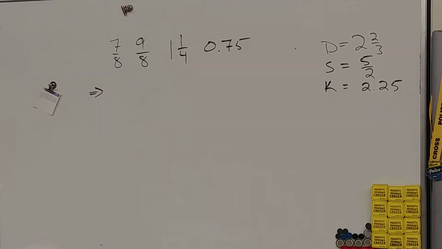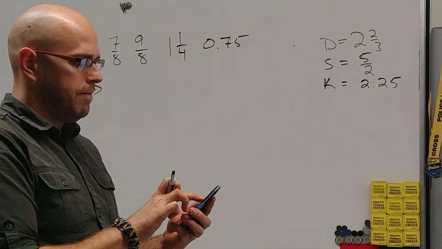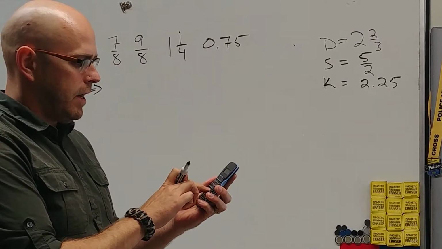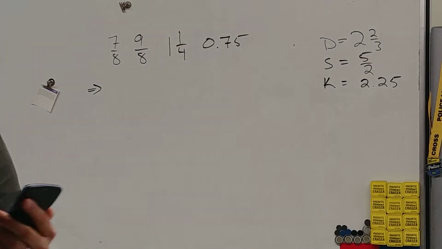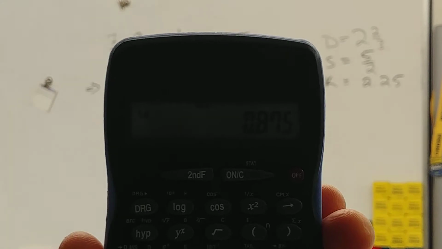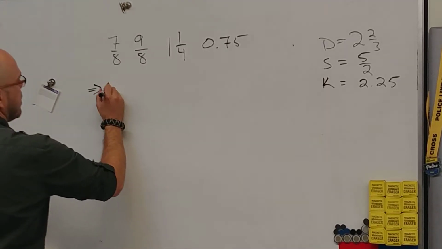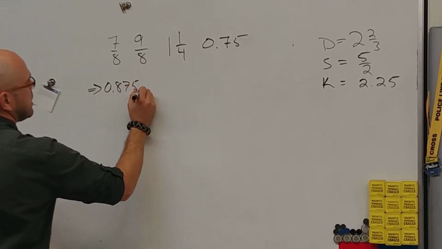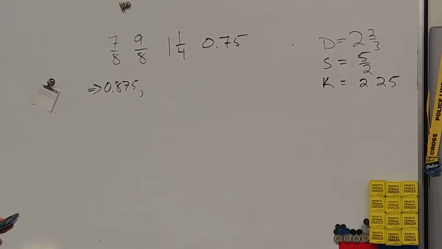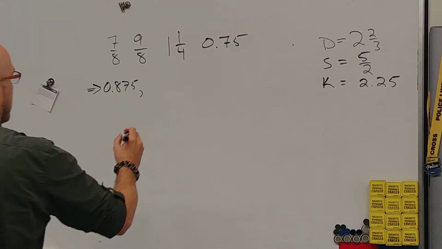There we go. And so I'm going to grab my trusty calculator here, and I'm going to go 7 divided by 8, 7 over 8. And what I get is 0.875. So if I turn that into a decimal, it becomes this. Now I'll do that with the 9. 9 divided by 8. This time I'm getting 1.125.